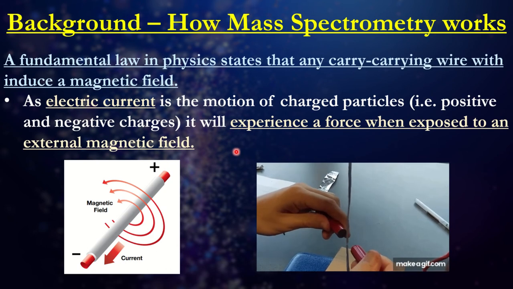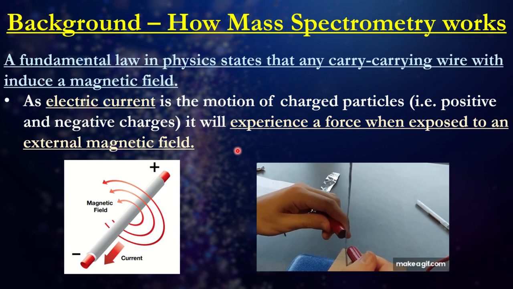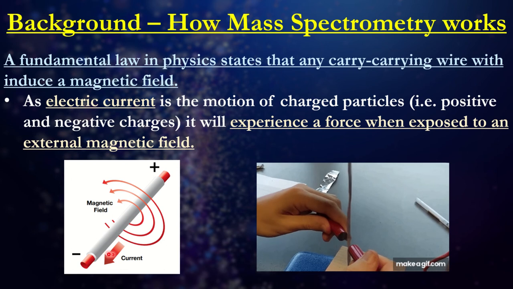Okay, just a bit of background information of how the mass spectrometer works. So in the laws of physics, we know that if we have a current carrying wire, so some kind of conductor connected to a circuit, if it has an electric current going through it, it's going to induce a magnetic field.